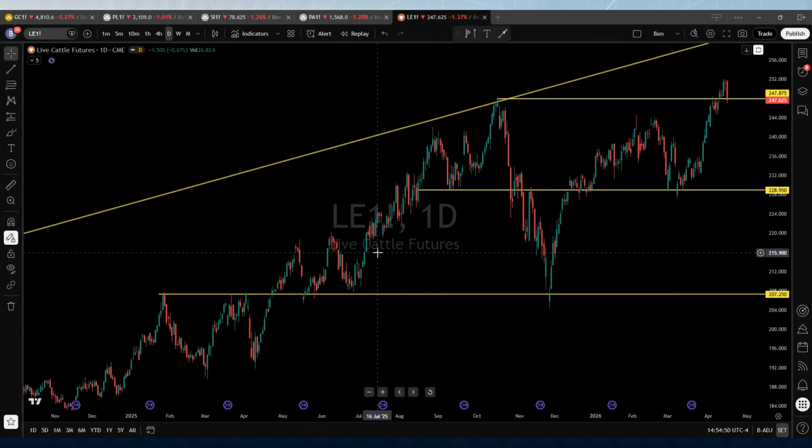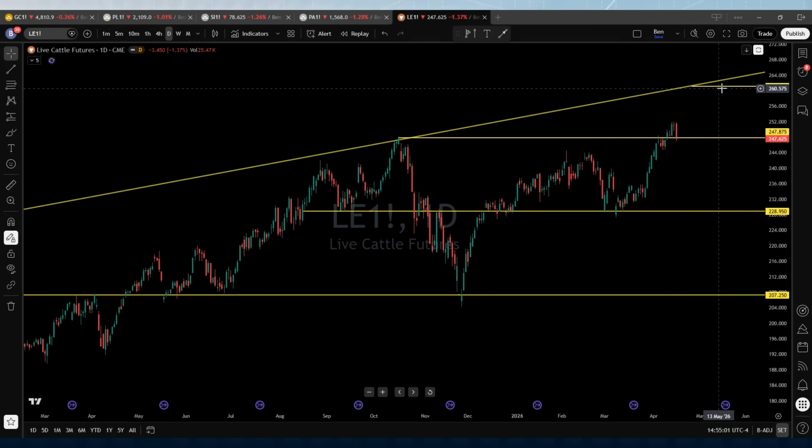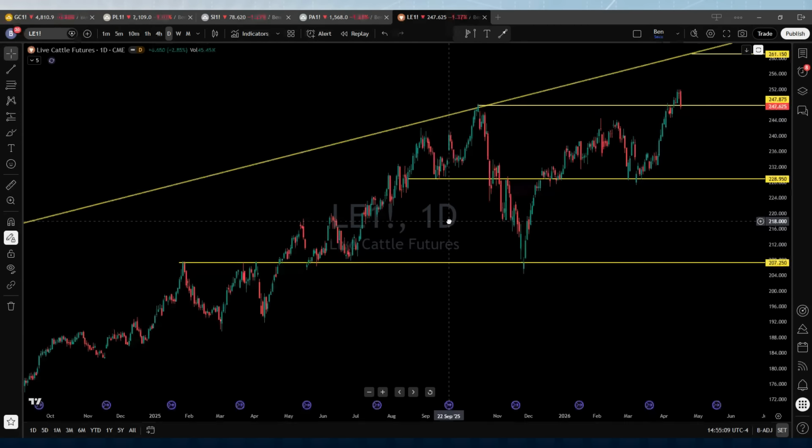All right, last but not least, live cattle. I put out a tweet that if price action got above 250, this is where I would start shorting it, knowing that it could go up as high as 252 or even 261.150. These are the levels where I think that live cattle, or LE1, is starting to get way overextended.